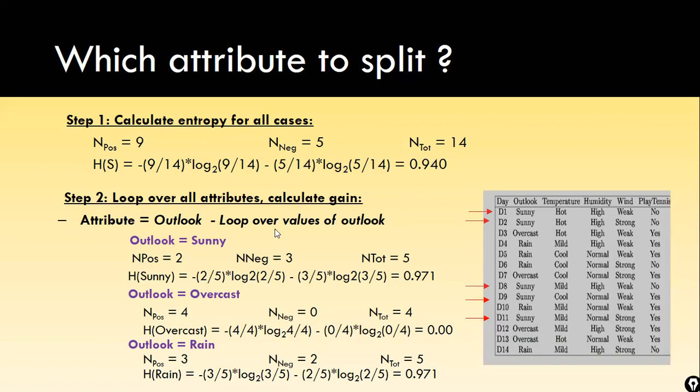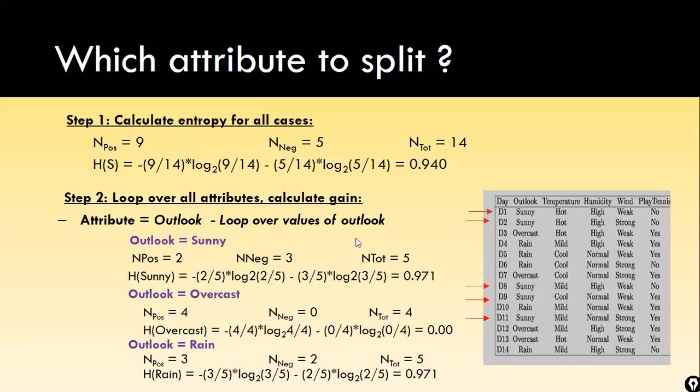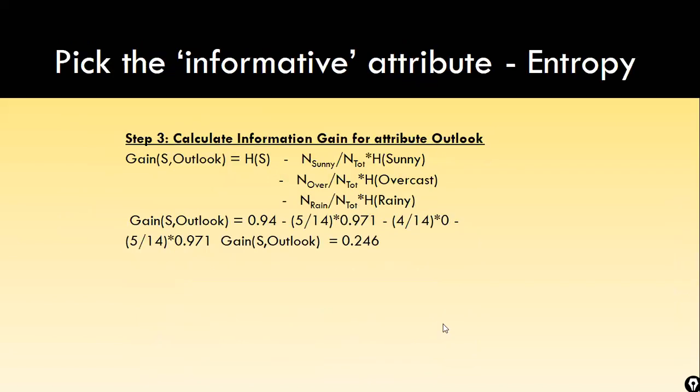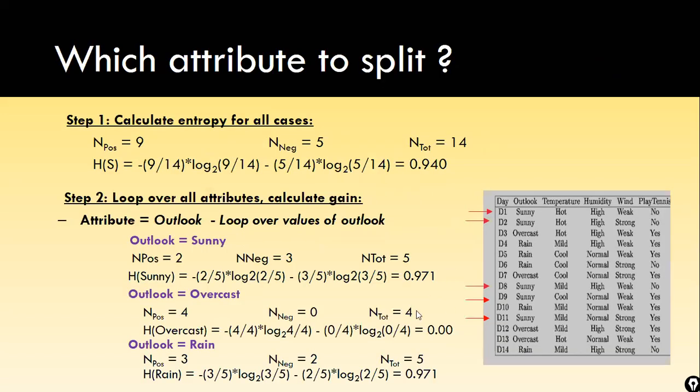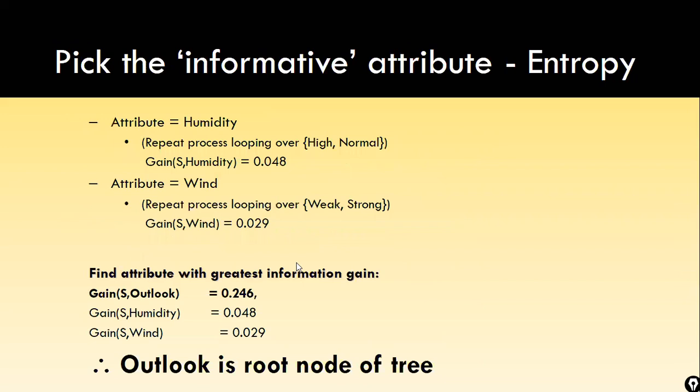So 0.94. This is the total entropy. This is the formula here. So this value minus the 0.971 into total 5 divided by 14 minus this 0, right? So this 0 into 4 out of 14 and 0.971 into 5 divided by 14. Okay, this time, if you do the math, you'll get gain for the outlook is 0.24. Similarly, if you do the same math for other columns like humidity and wind, you will get some values.